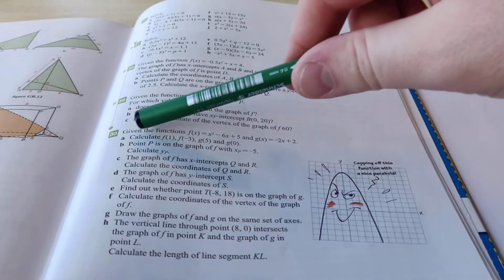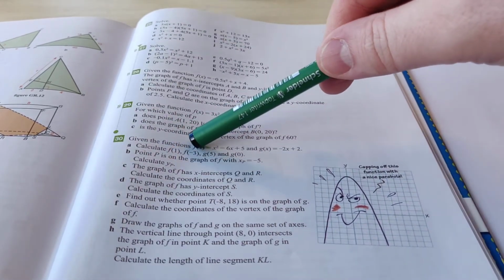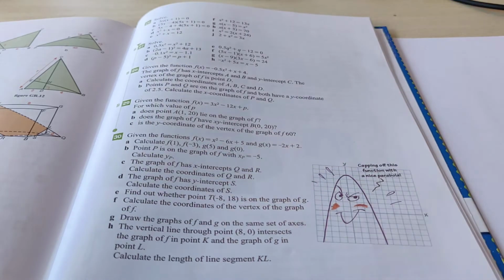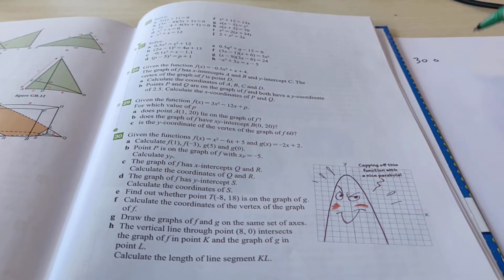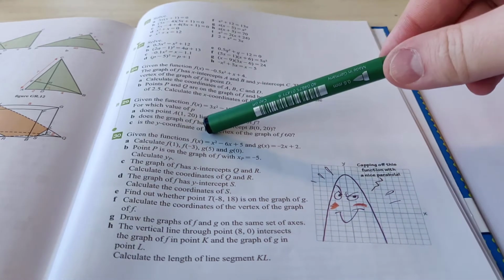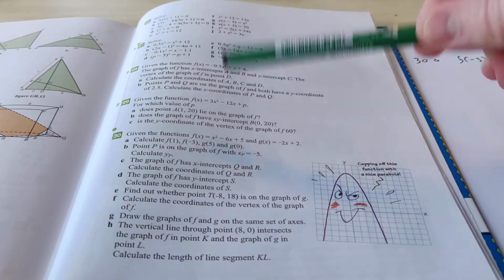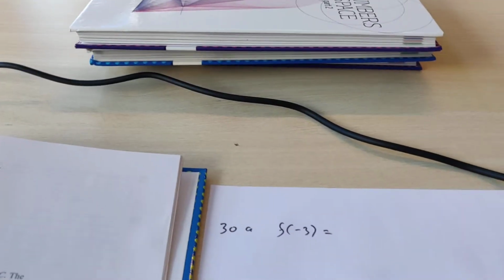First it says here, exercise A, calculate f(1), f(-3), g(5) and g(0). Now I'm going to pick one of them, because the other ones are basically the same. I'm going to pick the one with a negative number, because that sometimes is a bit more difficult. The formula here is x² - 6x + 5, and x is now -3.